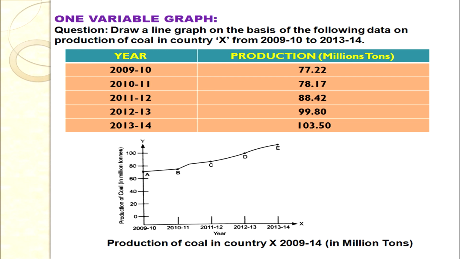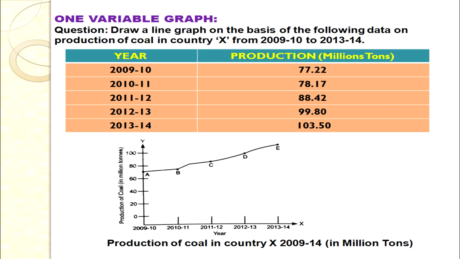While you draw the y-axis, label it first, because otherwise you may forget it later on. So, first draw the y-axis and x-axis, label them properly, and give the heading as we have given over here: production of coal in country X from 2009 to 14 in million tons.